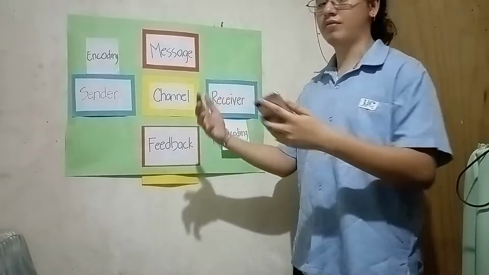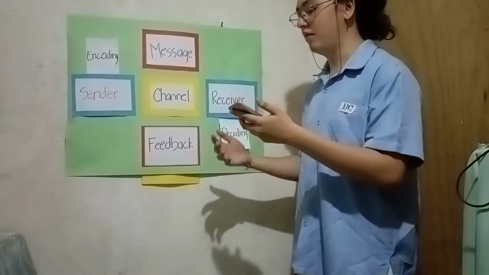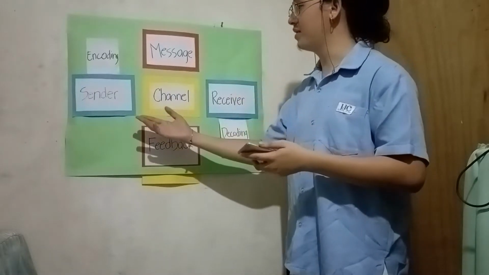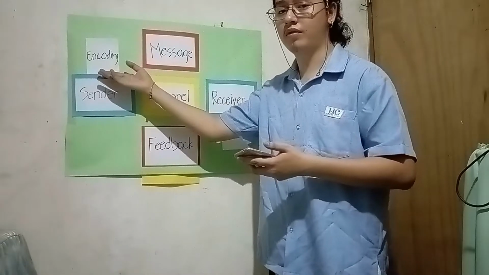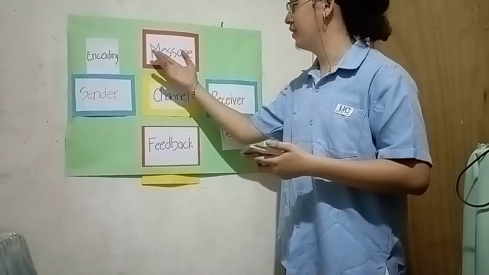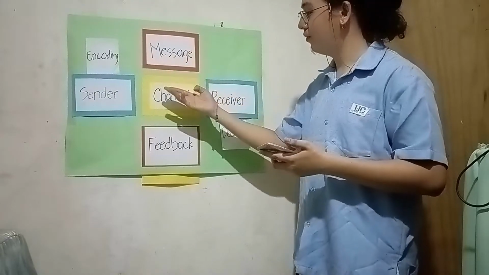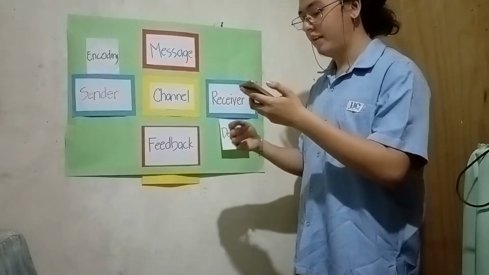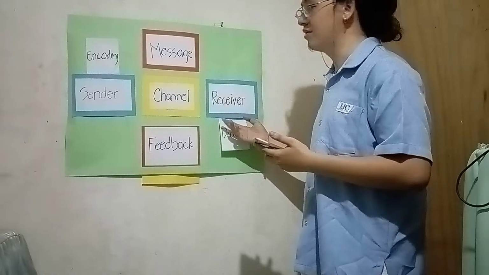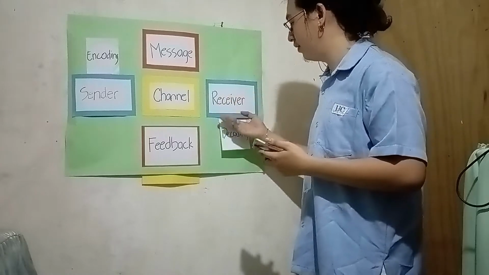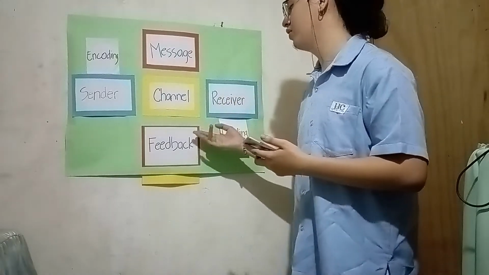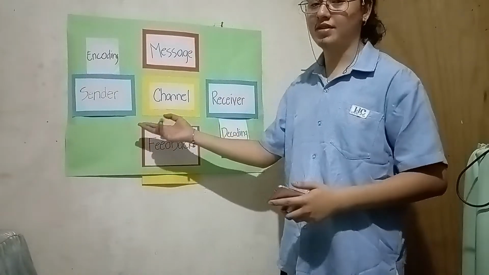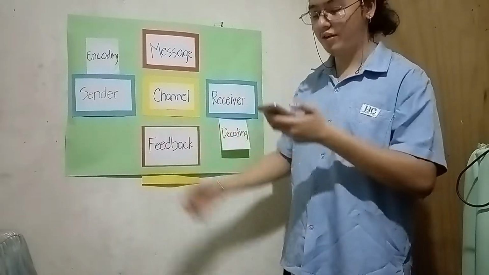So let us once again recap the whole process of communication and how it works. The sender develops an idea to be sent, so he will encode the idea and he will send a message through the channel to the receiver. The receiver will decode the message and encode another message so that he can send a feedback to the sender. And this is the process of effective communication.